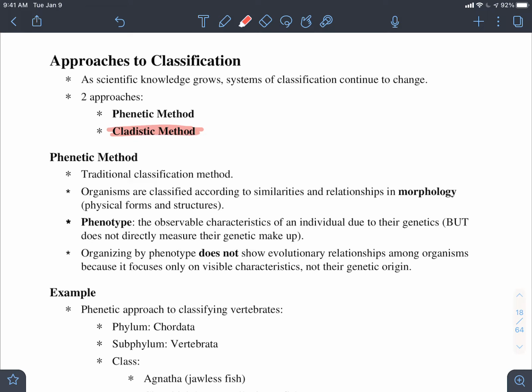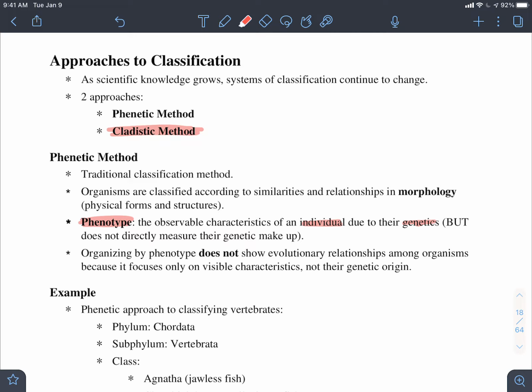The phenetic method comes from the idea of phenotype. Phenotype is the observable characteristic of an individual due to their genetics, but it is not a direct measurement of the genetics. In fact, phenotype was a term used to describe physical characteristics before we even understood genetics. We discussed phenotype even in the 1700s and 1800s, the observable characteristics of an organism. So that's just the phenotype.